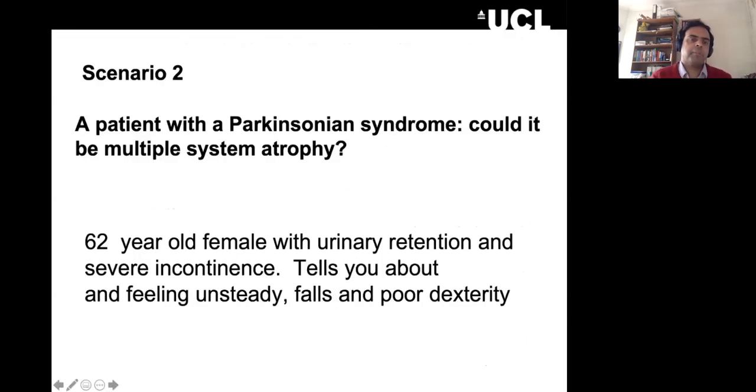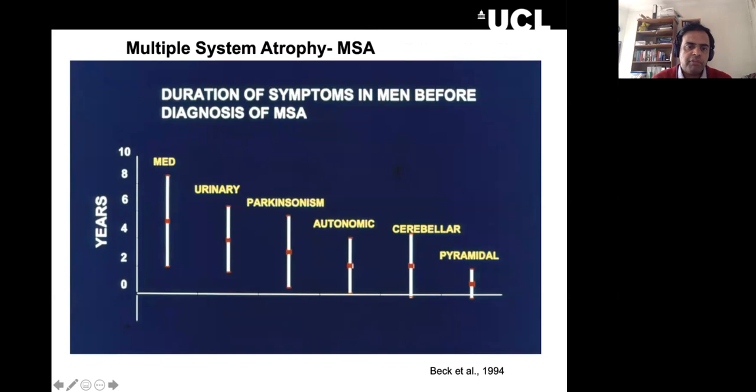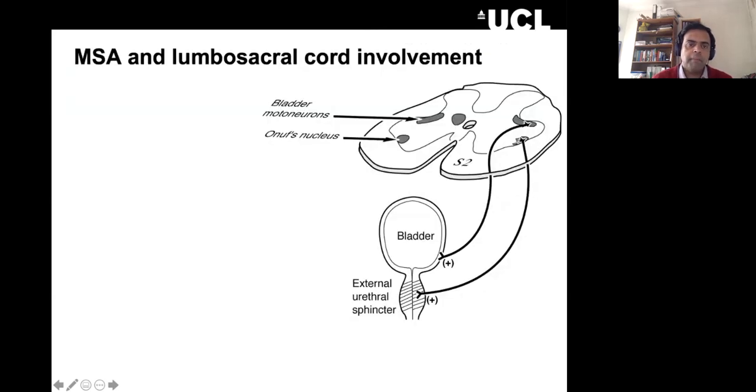So a patient comes to you with a Parkinsonian syndrome, and the question that you have is, could it be multiple system atrophy? So it's an elderly lady who presents with retention and severe incontinence, is telling you that there's some unsteadiness, some falls, and some poor dexterity. And we know that urogenital involvement often predates cardiovascular and other neurological problems in multiple system atrophy.